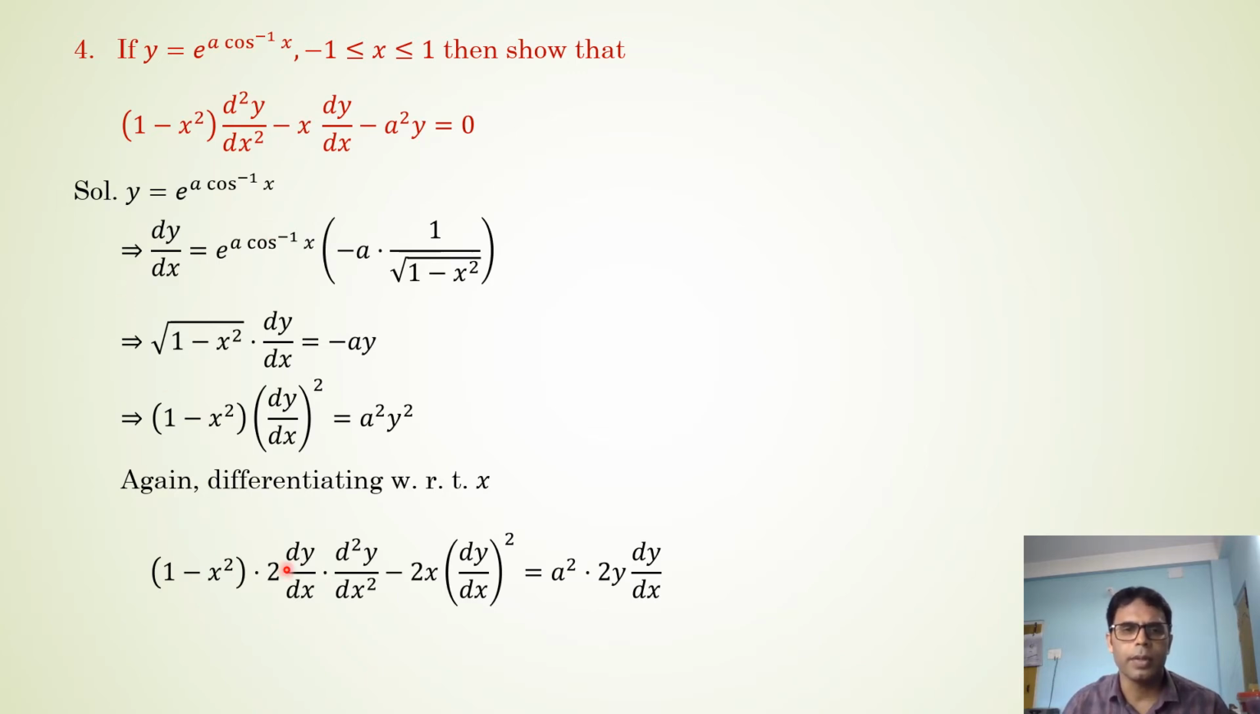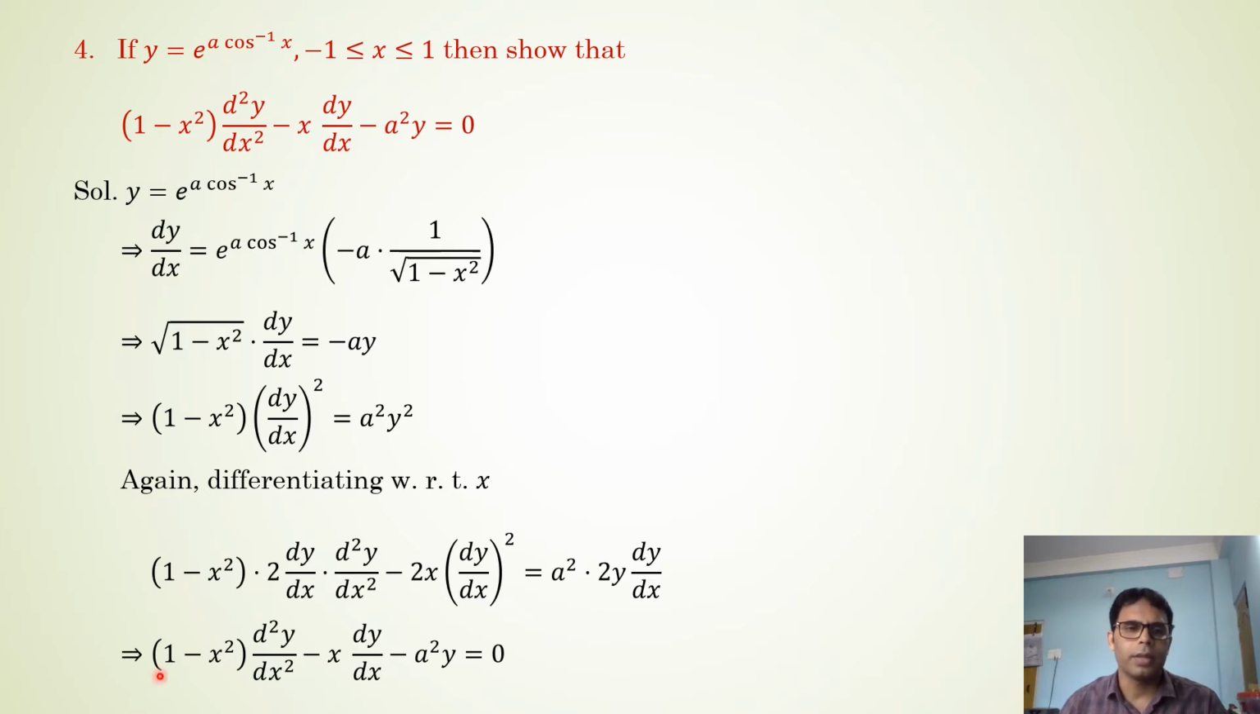What is the term common? The term common here, 2 dy/dx is present in this term. Here 2 dy/dx whole square, so one of the dy/dx is common here, and here also 2 dy/dx is present. So in all the terms 2 times dy/dx is present, so that term can be cancelled out. That means dy/dx cannot be equal to 0.